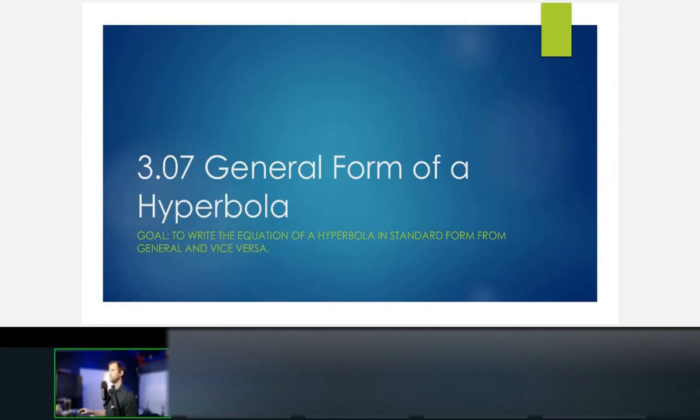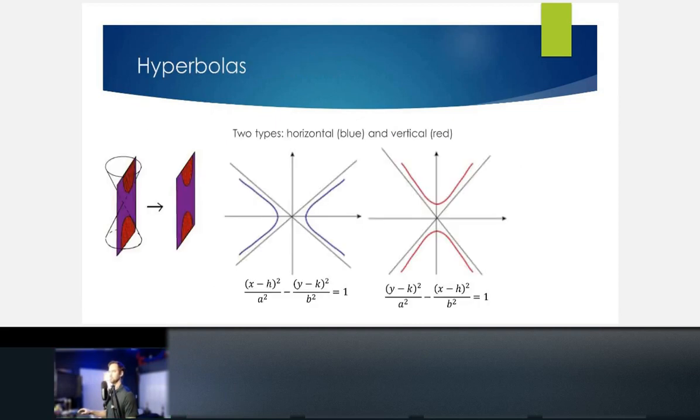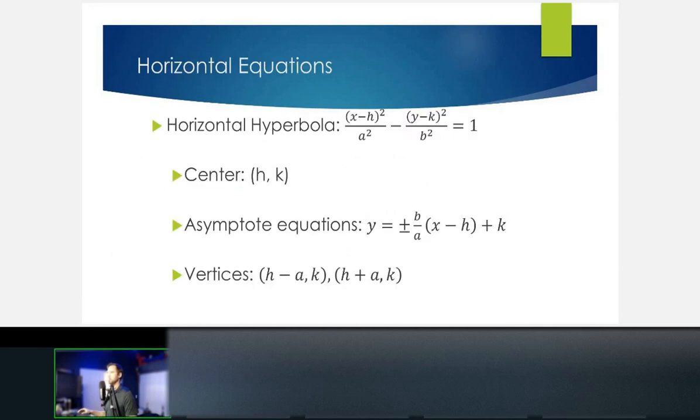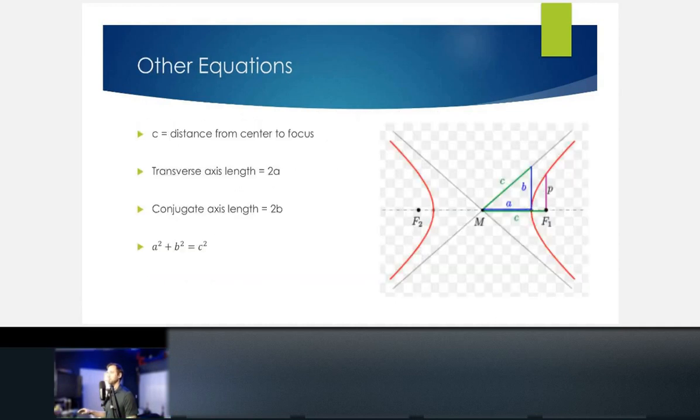All right, day 3, general form of a hyperbola. We'll be going from general to standard and standard to general. Make sure you get your paper, pen, pencil, calculator. Just gonna breeze through this. This again is just like a copy paste from the previous 2 days. Nothing new, just the equations of horizontal and vertical. Horizontal equations, vertical equations. Another diagram showing the different parts labeled on the graph, A, B, and C, foci, your center, your vertices.